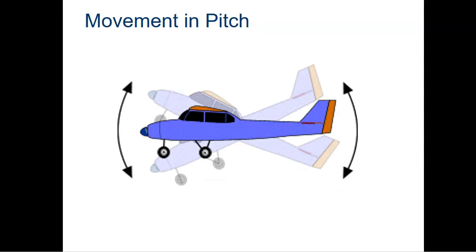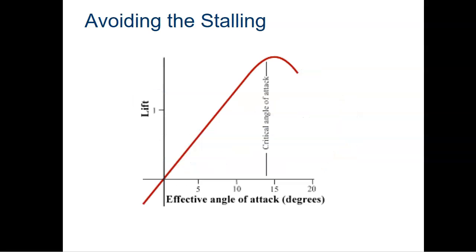Let's talk about movement in pitch. We're talking about the nose pointing up and the nose pointing down. This is something you learned about in the airfoil simulation. There is a point where the wing stops functioning as a wing. When you have turbulence occurring on the top of the wing, you lose lift. If you look at this, this is showing the angle of attack, and as that angle of attack increases, your lift increases until it gets to that critical angle, and after that, you have turbulence over the wing, and it loses its ability to produce lift, and that's when your aircraft will stall.